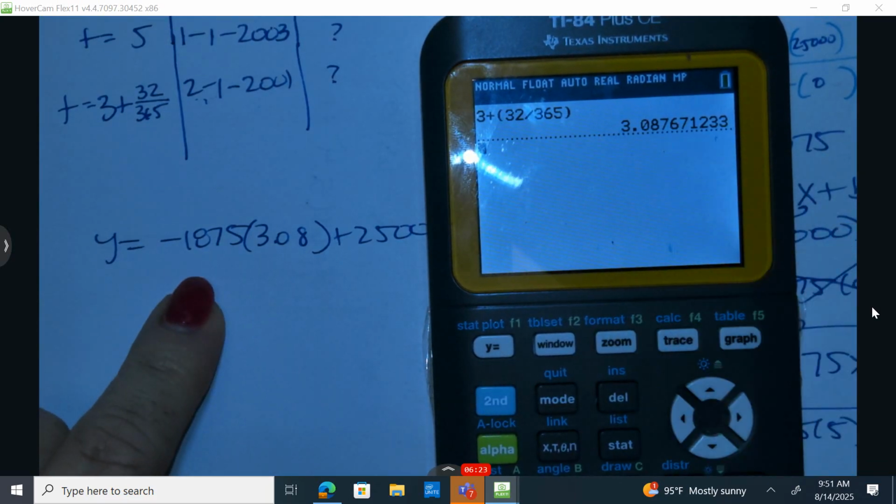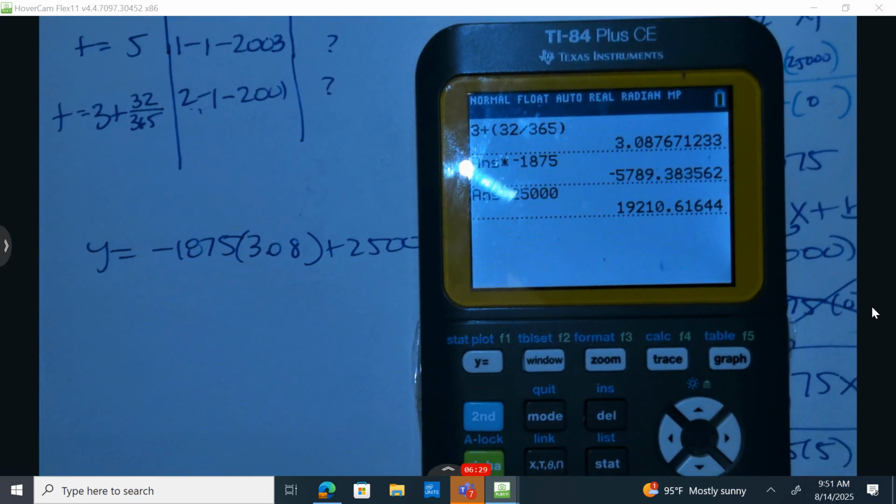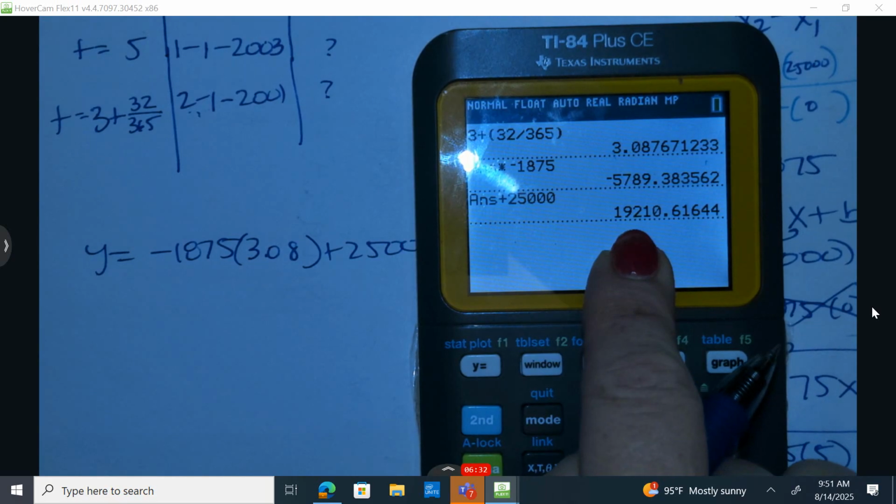So I'm going to leave this. I'm going to take it times negative 1875, and I'll add 25,000 to it. So on February 1st, 2001, we can assume this would be the value of the car.